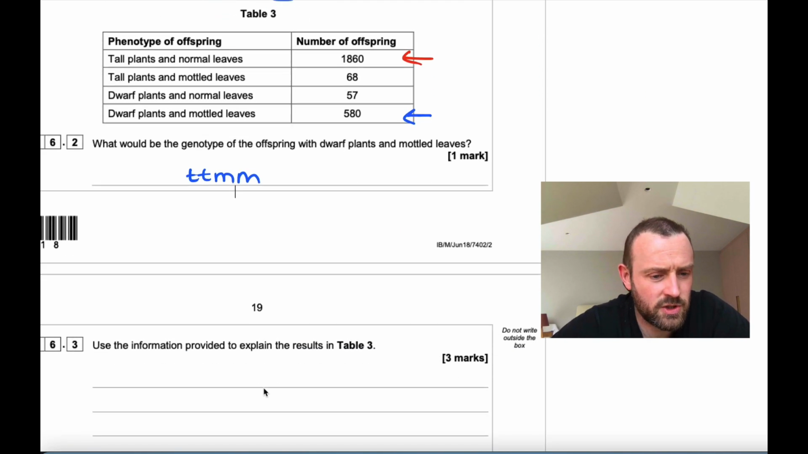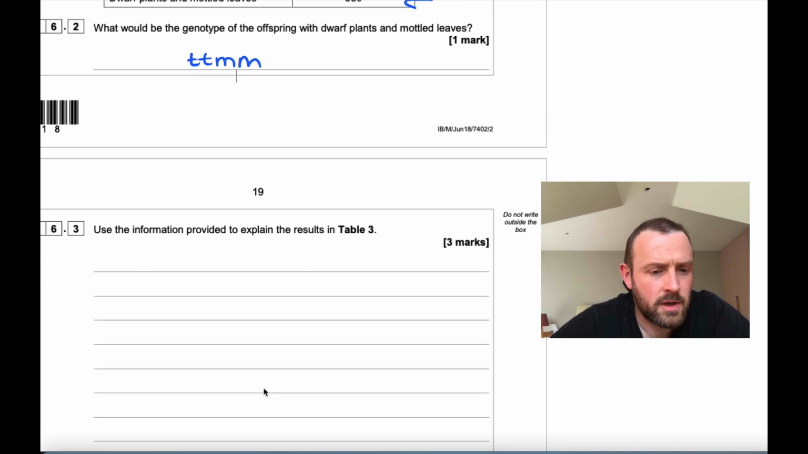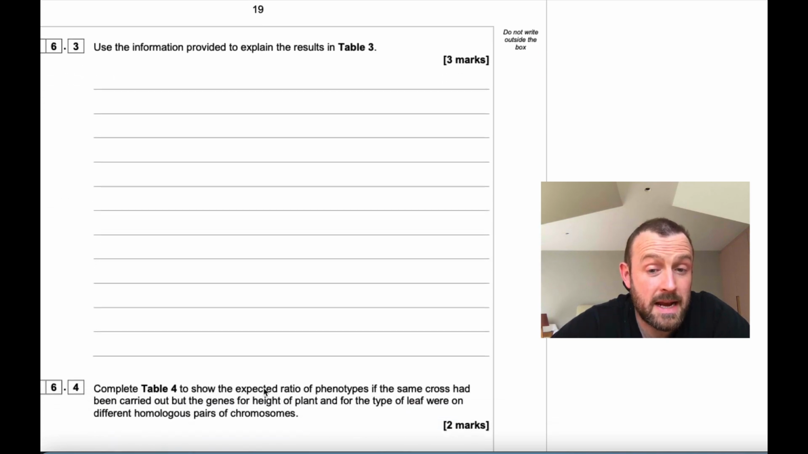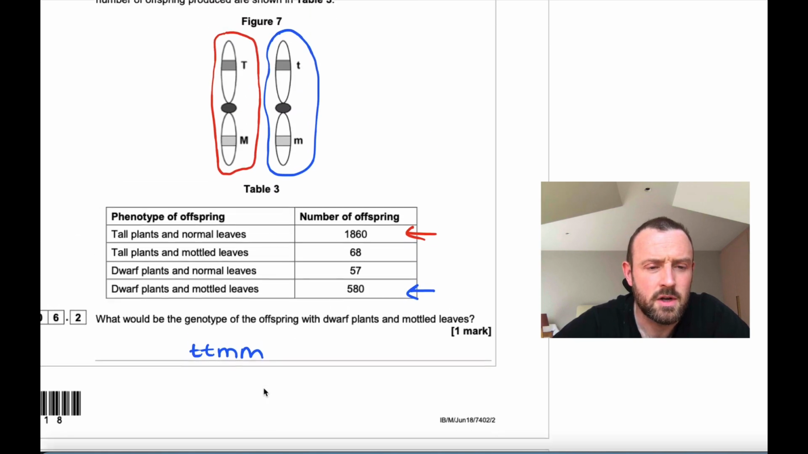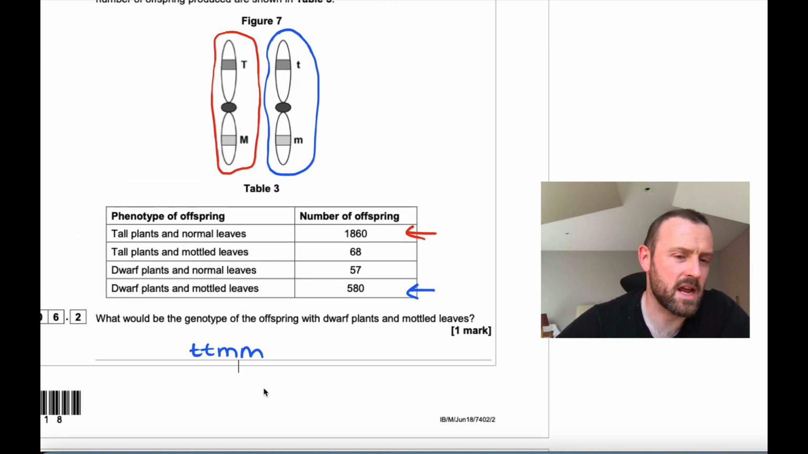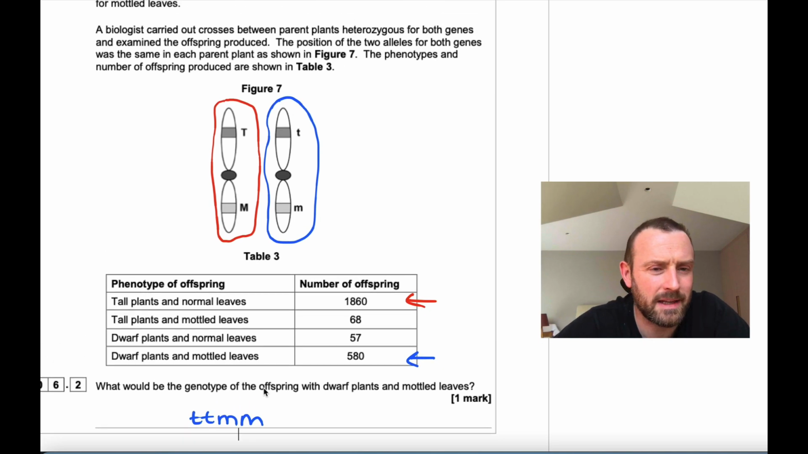Okay, what's the next question? Okay, use the information provided to explain the results in table 3. Okay, so I kind of actually just did that, didn't I? So that's what you need to say. So what do you need to say? Well, I would say that the two alleles are on the same chromosome and therefore show autosomal linkage.